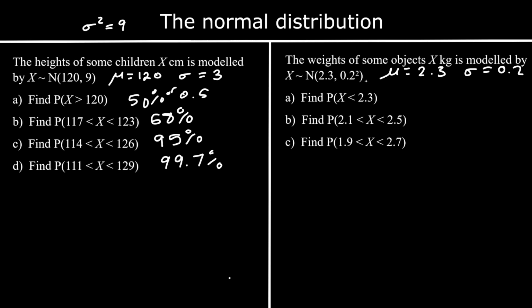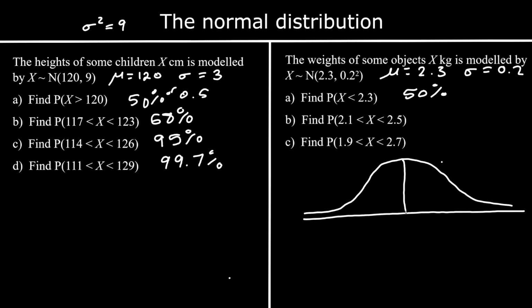What's the probability an object weighs less than 2.3 kilograms? That's 50%. Less than the mean. Remember, we've got a perfectly symmetrical distribution. The mean is exactly halfway, 50% above it, 50% below it.